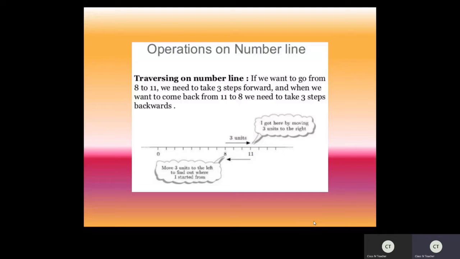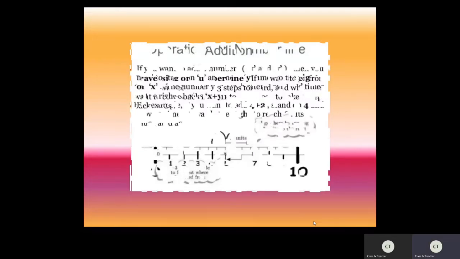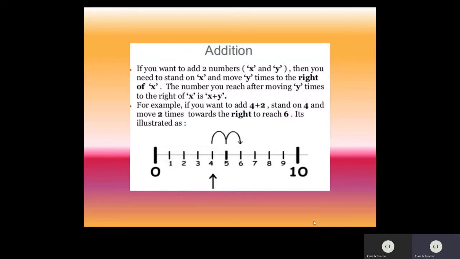So backward counting is subtraction, forward counting is addition. Okay. The next. So this is the addition, children. Let us take one example and let us represent it on a number line. So what is our first example here? Let us take 4 plus 2.